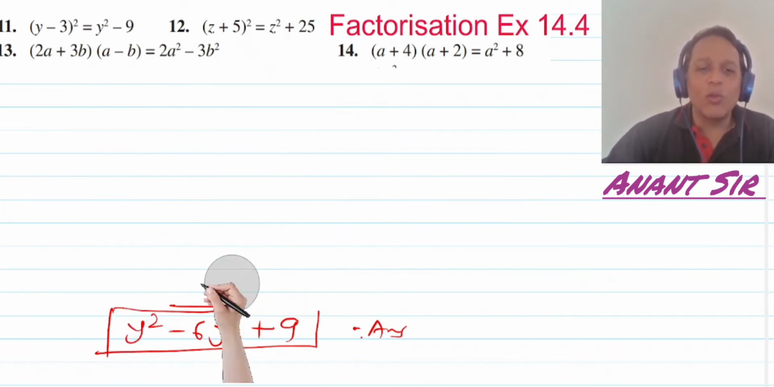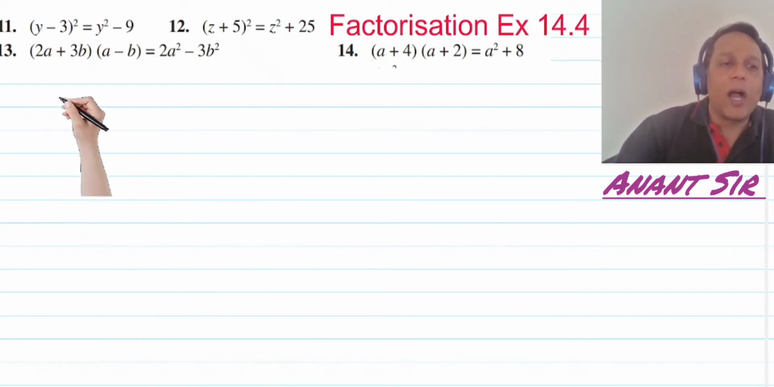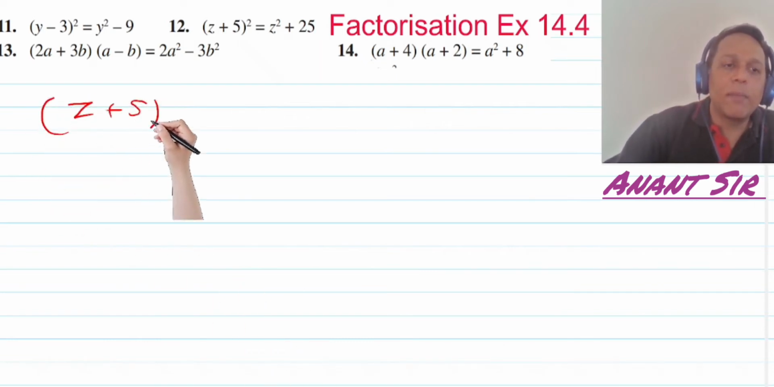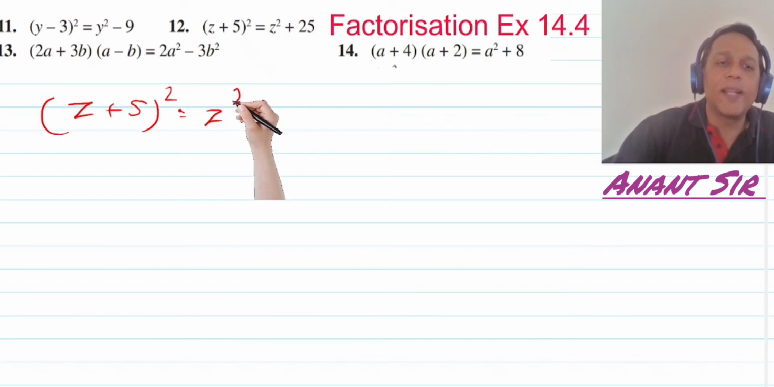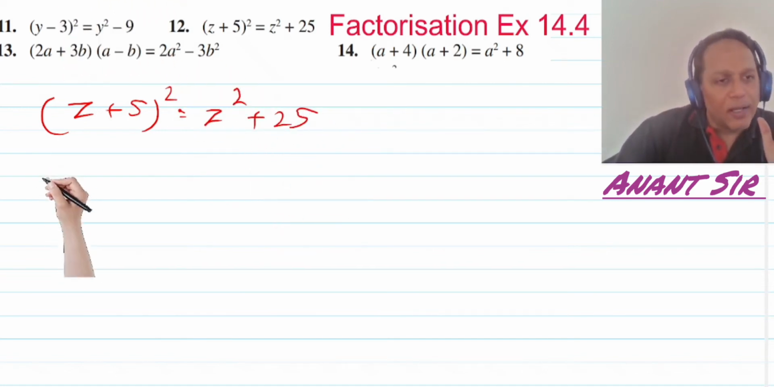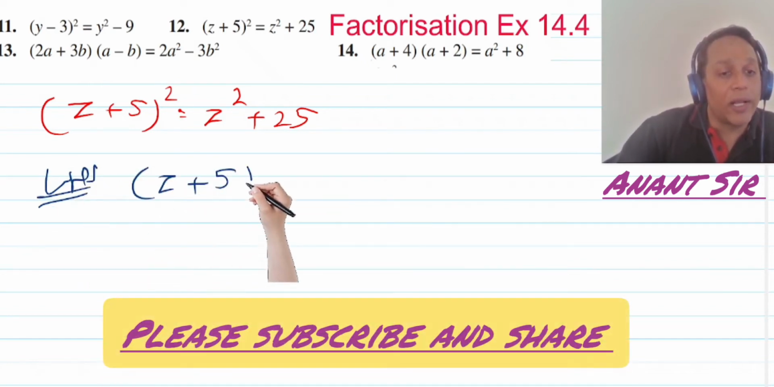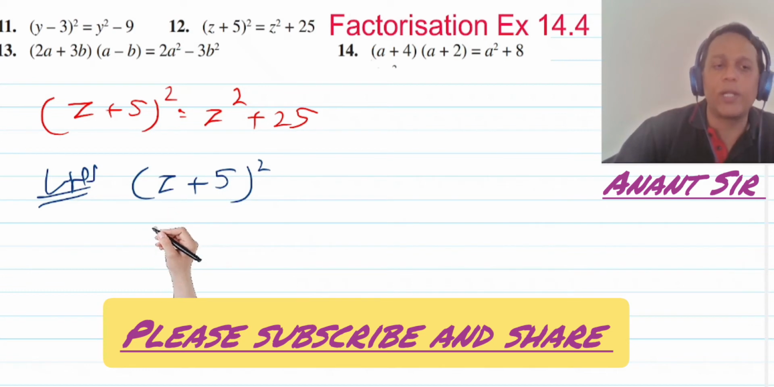So question 11 is done now. Let's move on to solve question number 12. Question number 12 is again very similar. (z plus 5) whole square is z square plus 25. A lot of students do it like this. Even when they are in grade 9 or grade 10, many students do it like this.